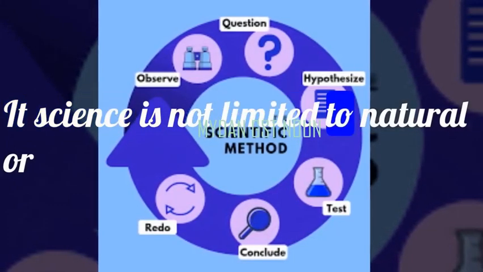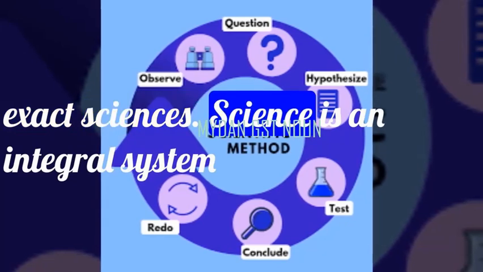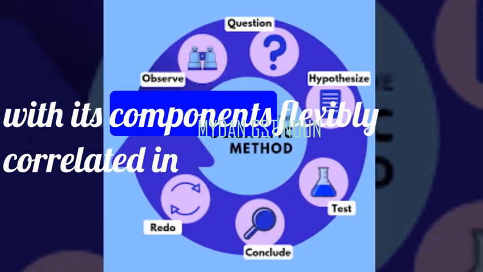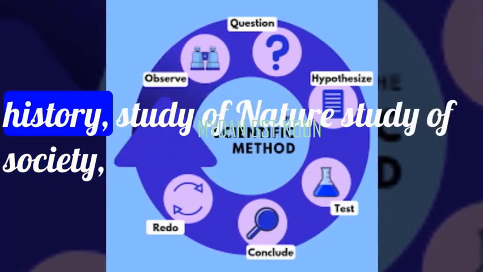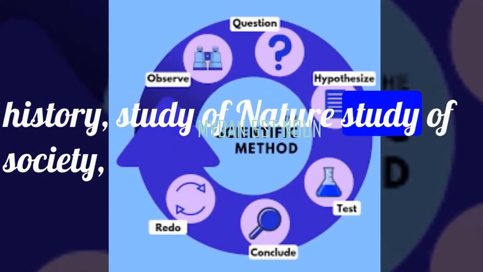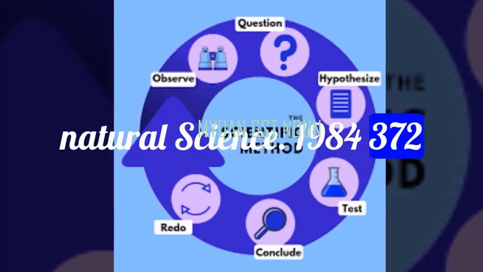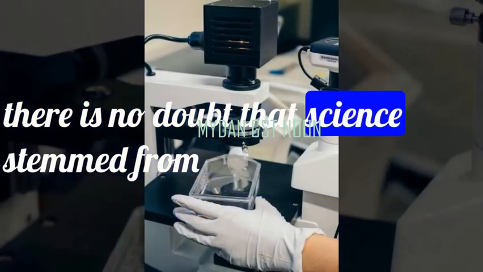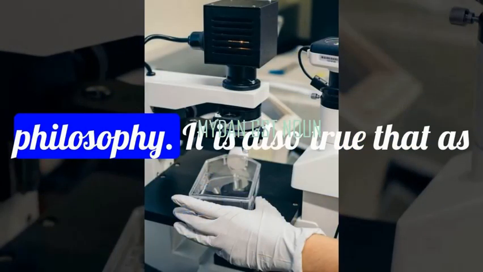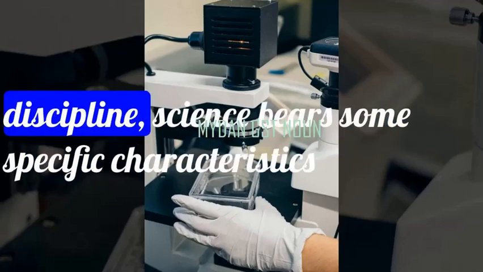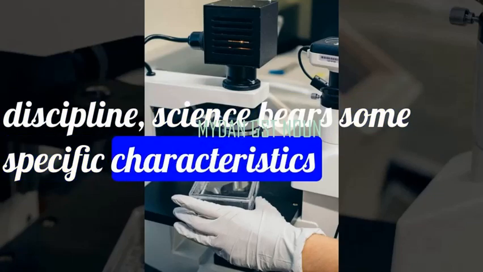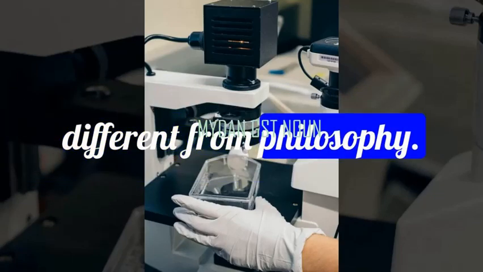Science is not limited to natural or exact sciences. Science is an integral system with its components flexibly correlated: history, study of nature, study of society, natural science (1984, 372). There is no doubt that science stemmed from philosophy. It is also true that as a discipline, science bears some specific characteristics different from philosophy.